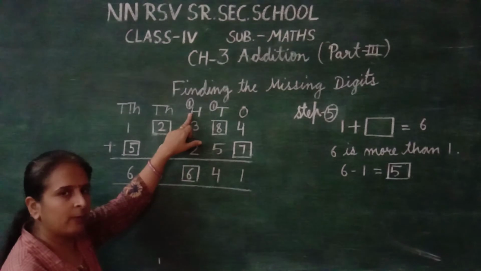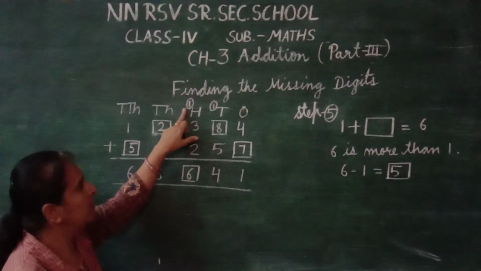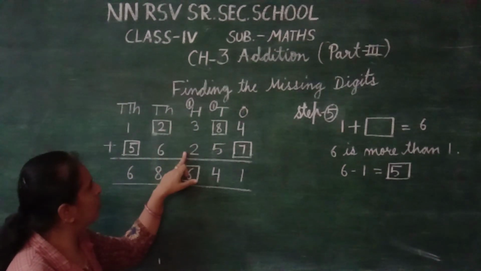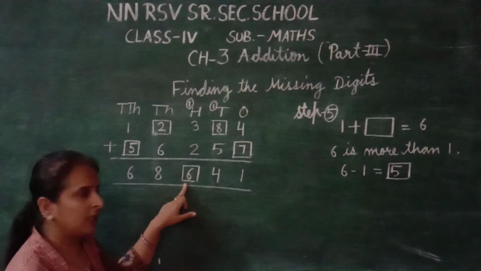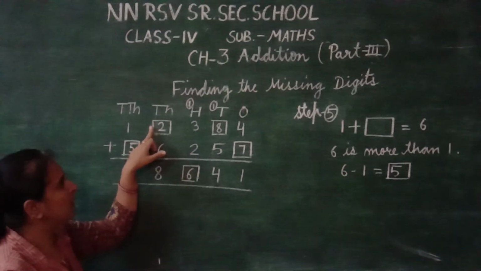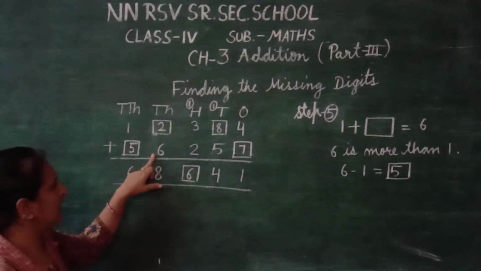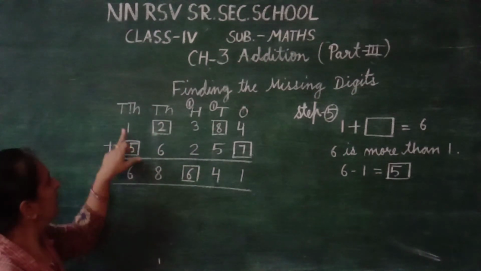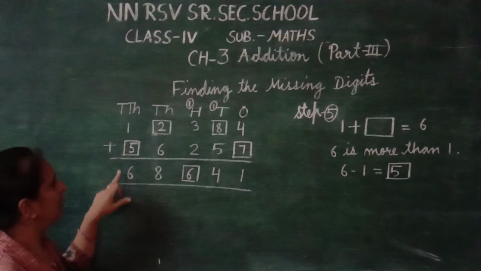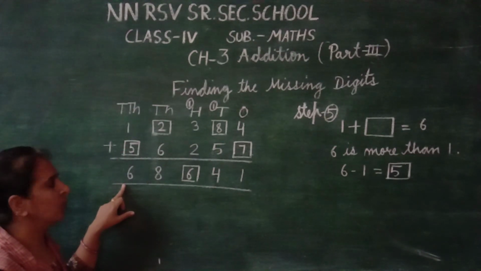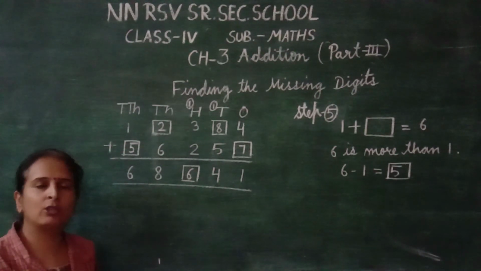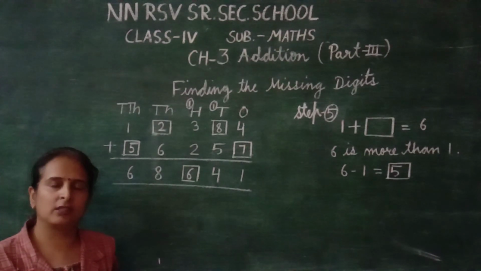Move to the hundreds place. 1 carried over plus 3 plus 2. The answer will be 6. In the 10,000 place, there is no carry over. 2 plus 6, 8. 1 plus 5, 6. So, in this way, we can also check our answers.